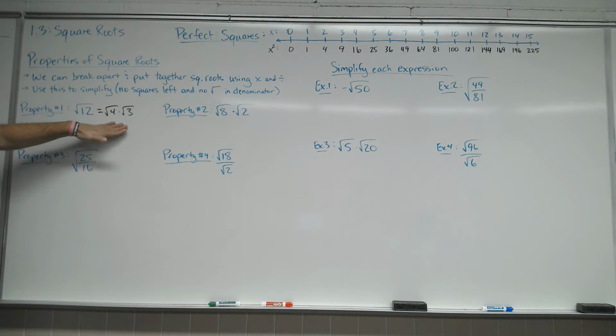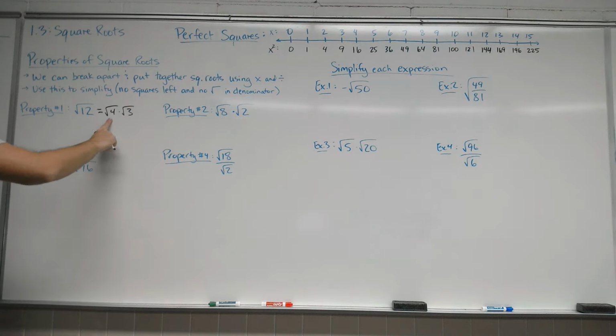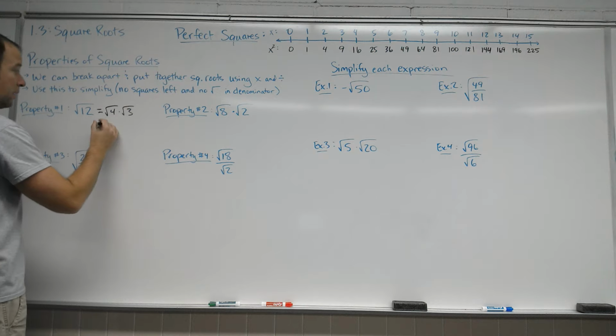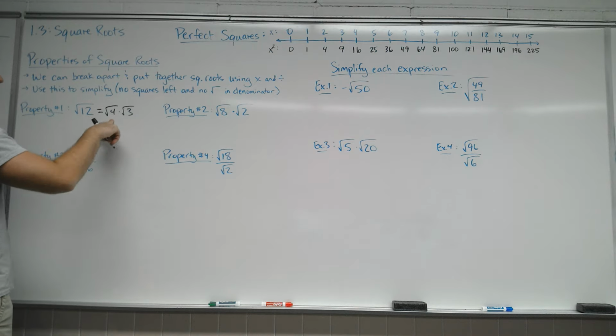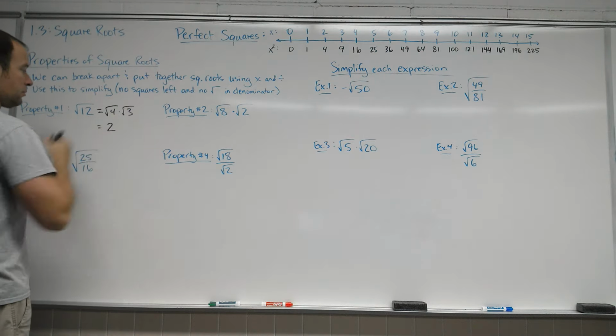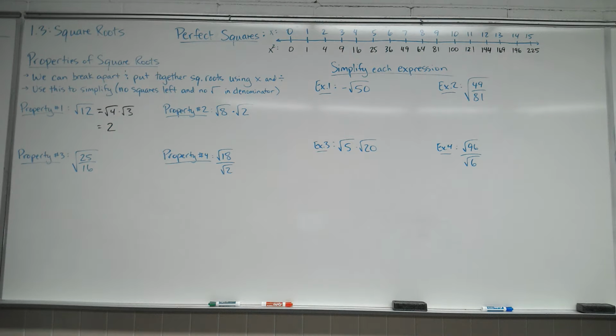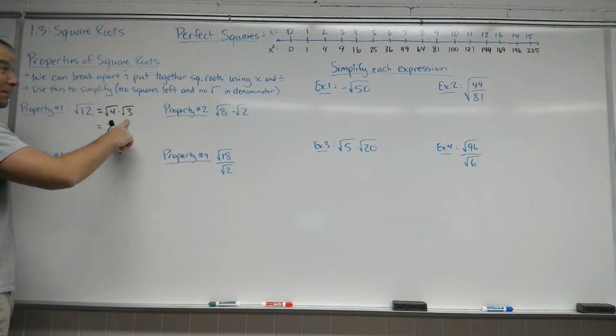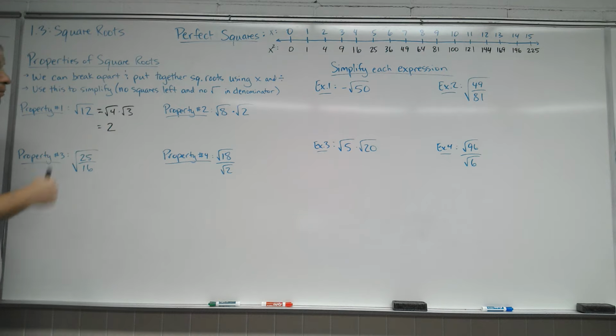Okay. The reason this works so well is that the square root of 4 is something that I know. That's a familiar number. The square root of 4 is just the number 2. And when I take the square root of 4, there's obviously no square root symbol left, because the square root of 4 is the number 2. Okay. The square root of 3, is there anything else I can do with the 3 to break it apart?